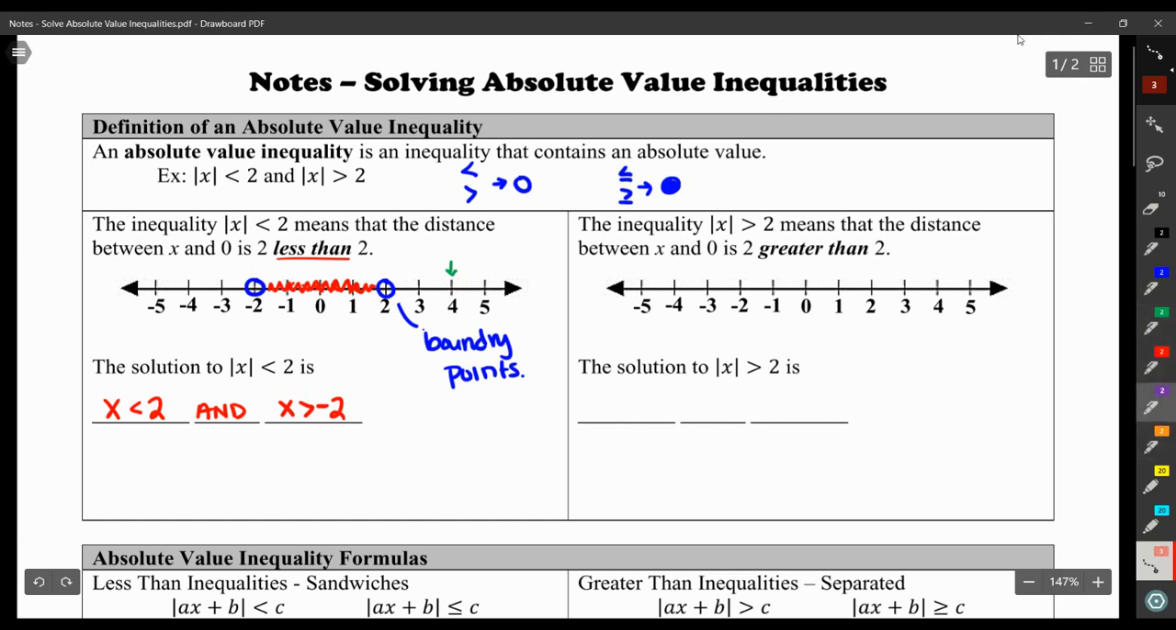So really, the way we can simplify this to write it is we can write the small boundary number, negative 2, is less than x, which is also less than 2. So when you have an and, when you have the less thans, you have to be true for both sides of your inequality. So this right here is a simpler way to say the solution to this inequality.